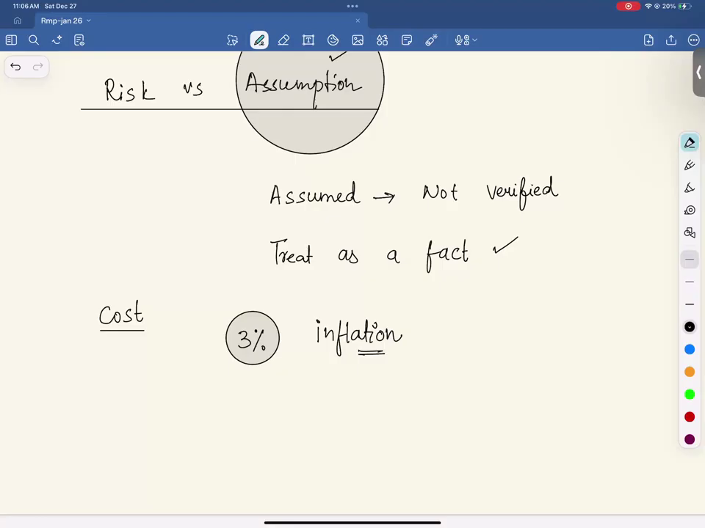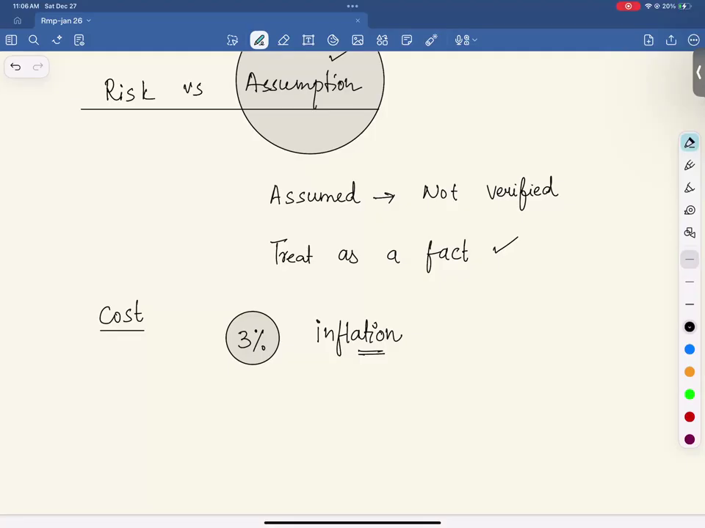Again, for me, it's not a fact. That's why it's not an assumption. It's a risk. Right. Aftab, what do you think? I believe it's an assumption. Why it's not a risk? I believe that because it's not impacting your project. Maybe you have already considered this in your project plans.